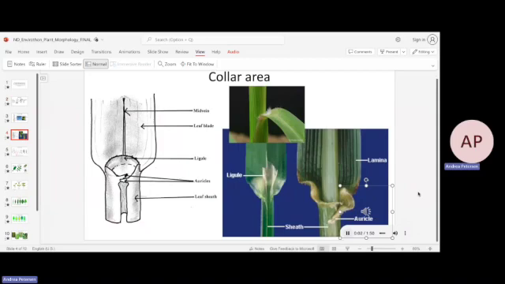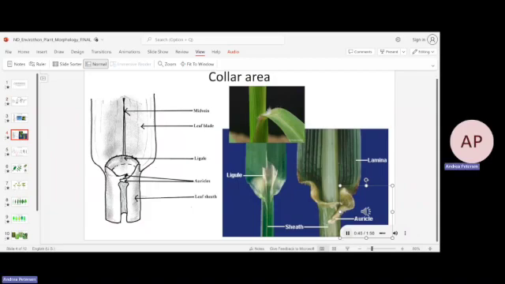Now we'll zoom into the collar area of a grass. Again, starting from the bottom and up, the leaf sheath is the part of the leaf that surrounds the stem. Then the auricles are membranous lobes or outgrowths on the collar itself. Not all grasses have auricles. If you look at the picture of the two grasses on the right with the blue background, you'll see that the left grass has no auricles, while the grass on the right does have auricles. Auricles can take on a variety of shapes and sizes and even colors.